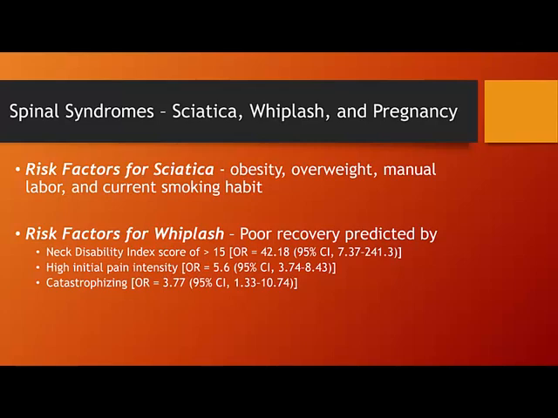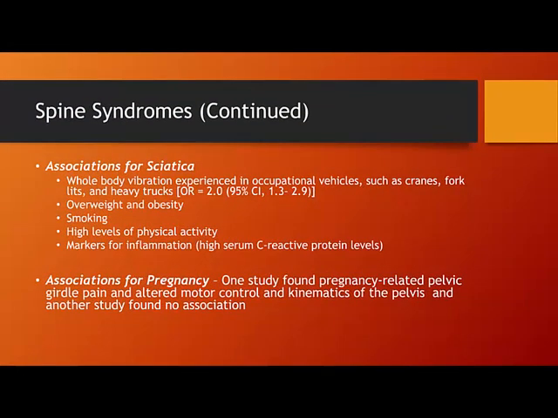And for spinal syndromes, there was a focus on sciatica, whiplash, and pregnancy. Risk factors for sciatica included obesity, overweight, mental labor, and current smoking habit. Risk factors for poor recovery from whiplash were a neck disability index score greater than 15, high initial pain intensity, and catastrophizing. And associations for sciatica were whole body vibration, being overweight or obese, smoking, high levels of physical activity, and markers for inflammation such as high C-reactive protein.